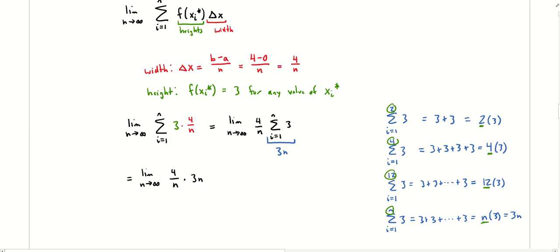And I can see at this point that the n's cancel each other out, which means this is going to be the limit as n goes to infinity of just 4 times 3. There's not even an n in there, so I don't even have to worry about n going to infinity. 4 times 3 is just 12.